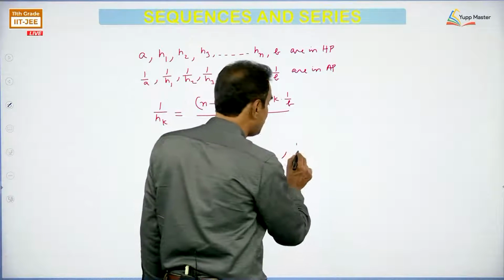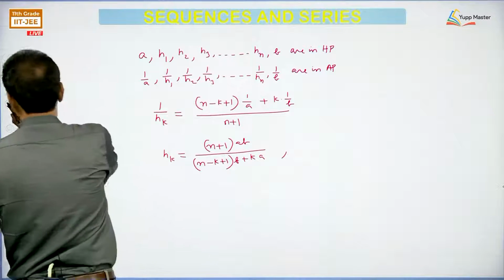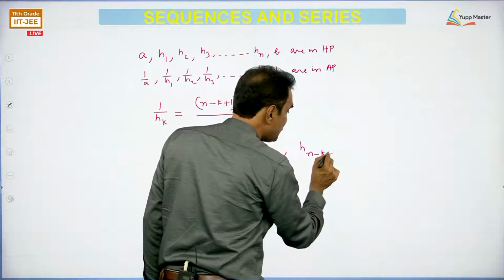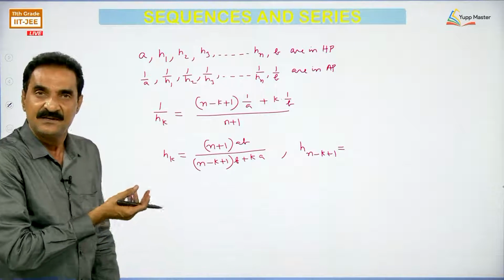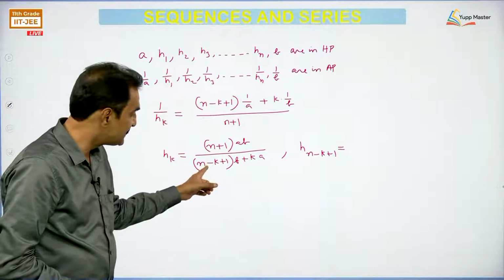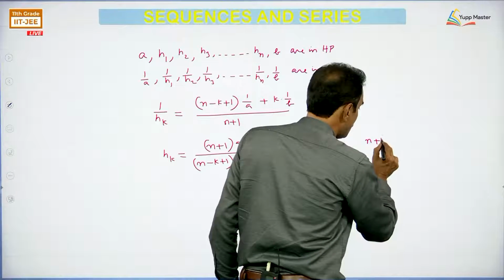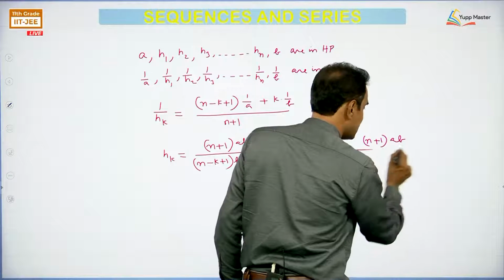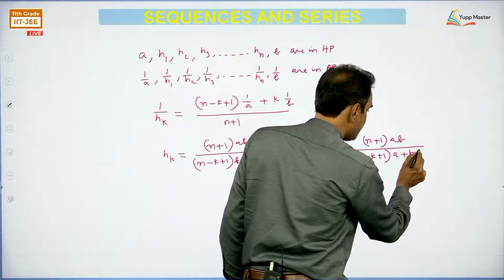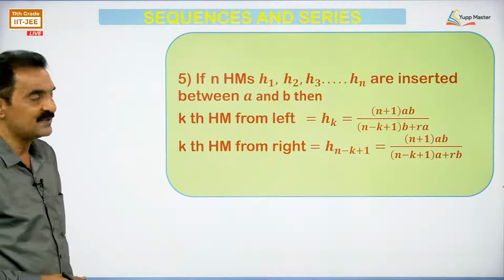Similarly, the kth harmonic mean from right will be H n minus k plus 1 is equal to, how do you get? Just interchange A and B. If A and B are interchanged, the numerator remains as it is, the denominator becomes n minus k plus 1 into A plus kB. Alright, n plus 1 into AB remains as it is, by n minus k plus 1 into A plus kB. So, these two are the results given here. Alright, you have to remember all these things.